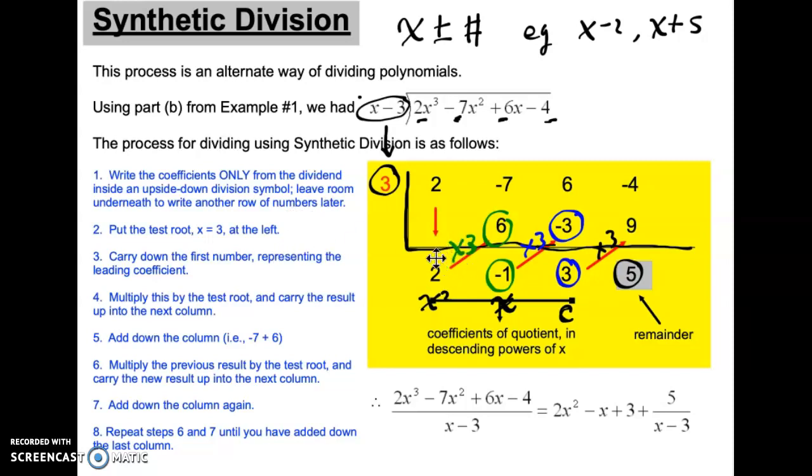So the quotient here is 2x squared, which we got, minus x, which we have there, plus 3, with a remainder of 5. So that might not have made sense, but we'll do an example from scratch next.